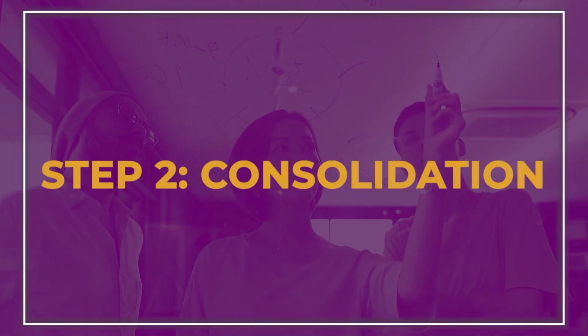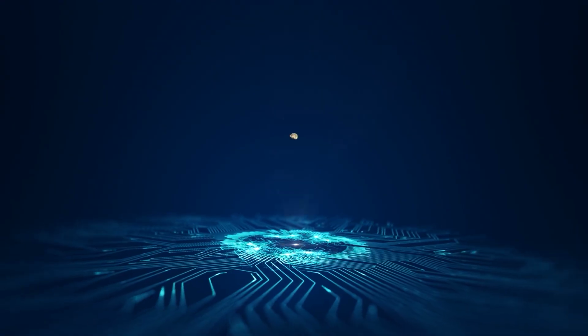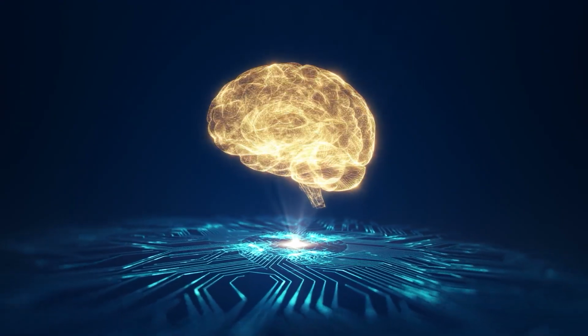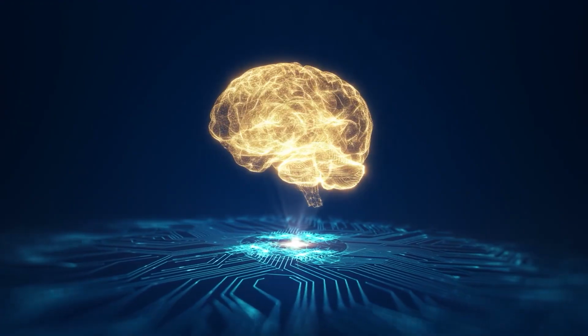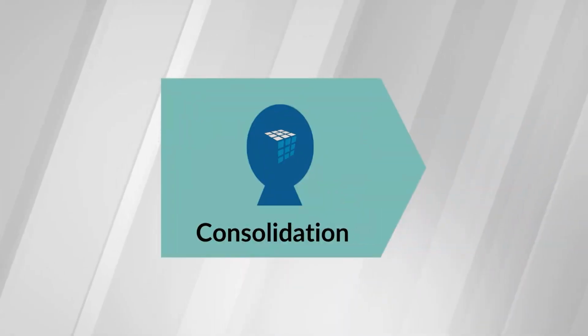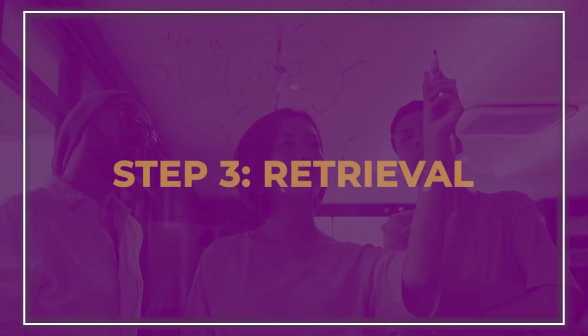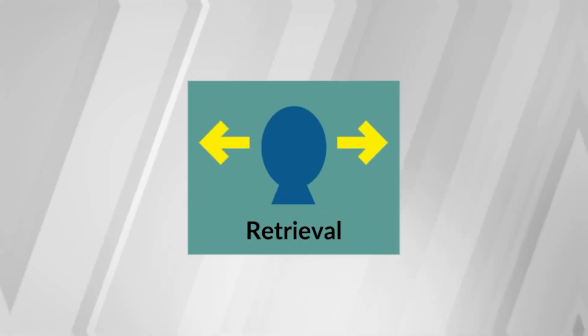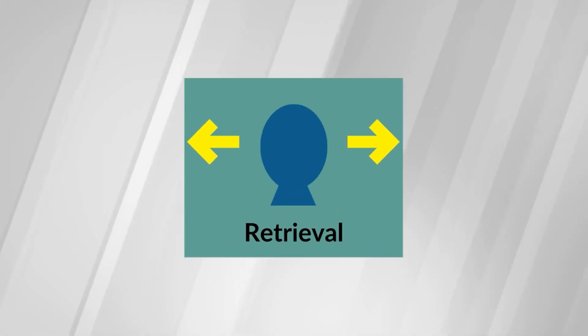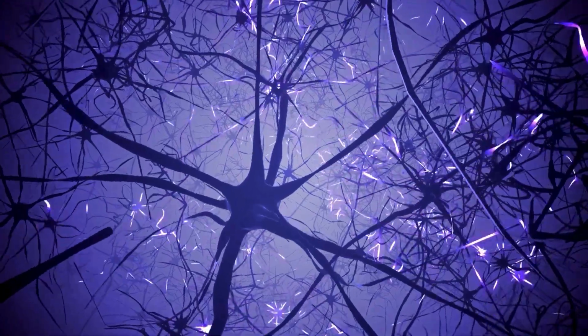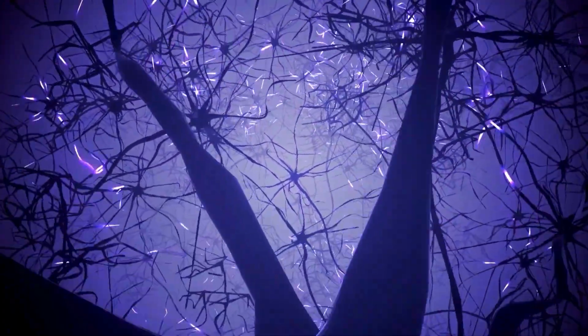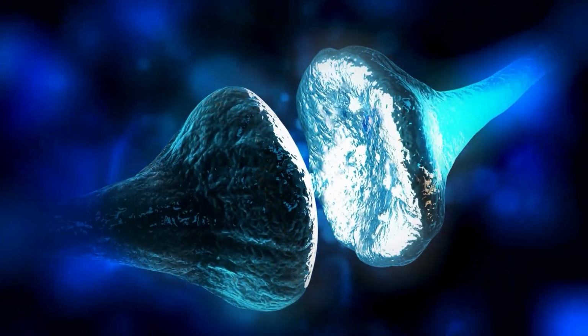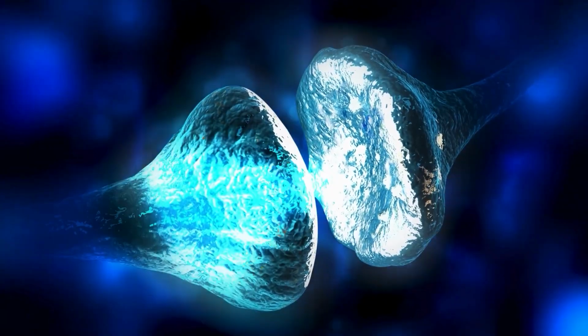Step 2. Consolidation. Once information is encoded, your brain needs to reinforce and store it in the long-term memory. This process is called consolidation. Step 3. Retrieval. Retrieval is the final and most important step. It's what separates temporary learning from permanent knowledge. Every time you retrieve and apply information, you strengthen your brain's neural pathways, making knowledge more accessible when you need it.